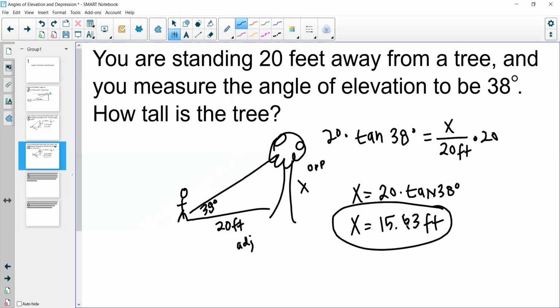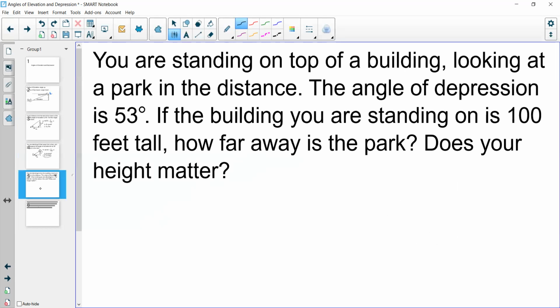Awesome. So that's how tall it is. Now that's that angle of elevation. We're looking up. Now let's take a look at this next one where we're standing on the top of the building and looking at a park in the distance. The angle of depression is 53 degrees. If the building you're standing on is 100 feet tall, how far away is the park? And does your height matter?